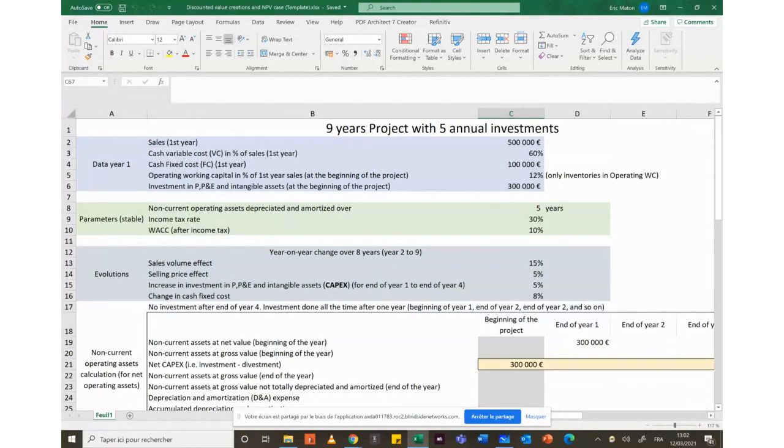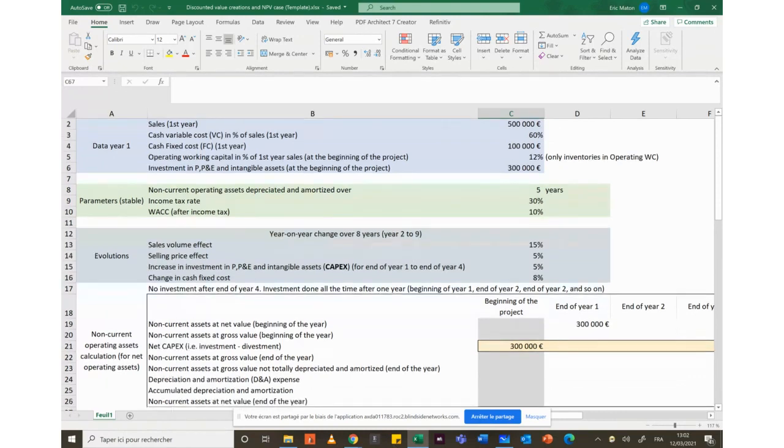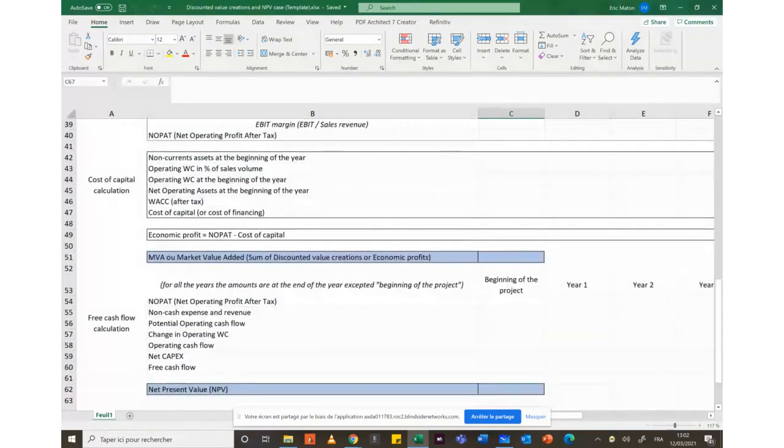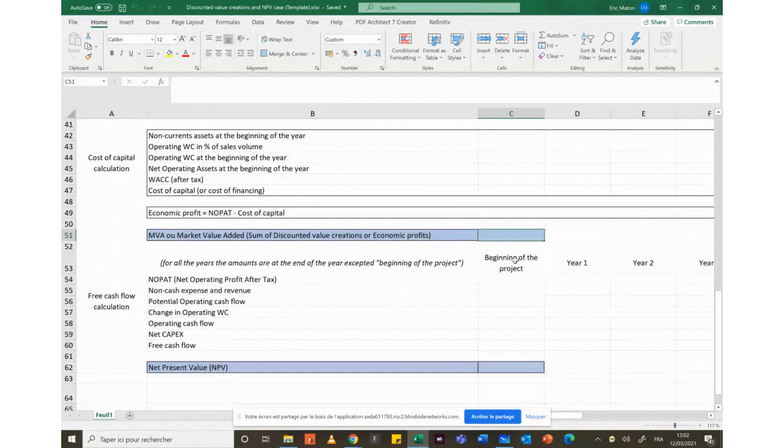We expect to increase the volume, to modify the selling price, to have new investments, to spend more in the cash fixed cost. In function of all the inputs, you have to complete the two models, one with the calculation of the market value added for the project from the economic profit, and the other one with the NPV, and to check you finish with the same solution.